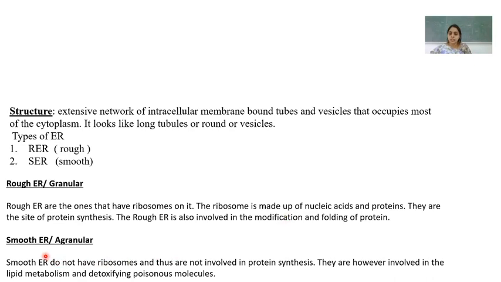Coming to smooth ER or agranular, as the name itself indicates, they don't have ribosomes. Smooth endoplasmic reticulum does not have ribosomes and is not involved in protein synthesis. However, they are involved in synthesis of lipids and other substances. So mainly it helps in detoxifying the poisonous substances.